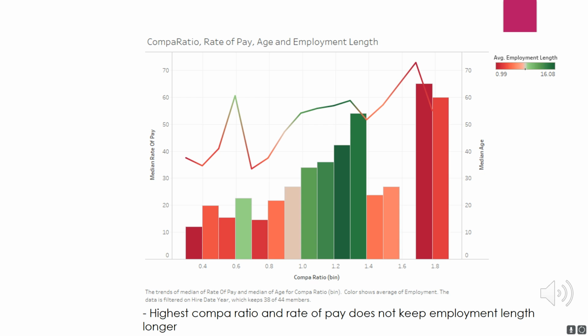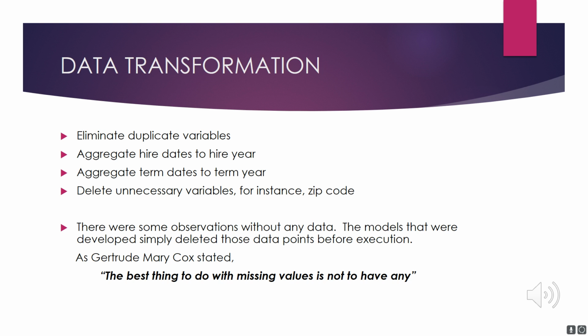In fact, we found that there's a sweet spot right in the middle of people who stay the longest in the organization. To transform our data, since we had so much missing data and duplicate data in our data set, we transformed our data through eliminating duplicate variables. We aggregated the hire dates into hire years and bucketed them into the year column instead of into the individual dates to allow us to project future easier. We did the same thing with term dates and the term year. And then we deleted just unnecessary variables, for instance, the zip code. We didn't feel like we needed that for our data analysis.